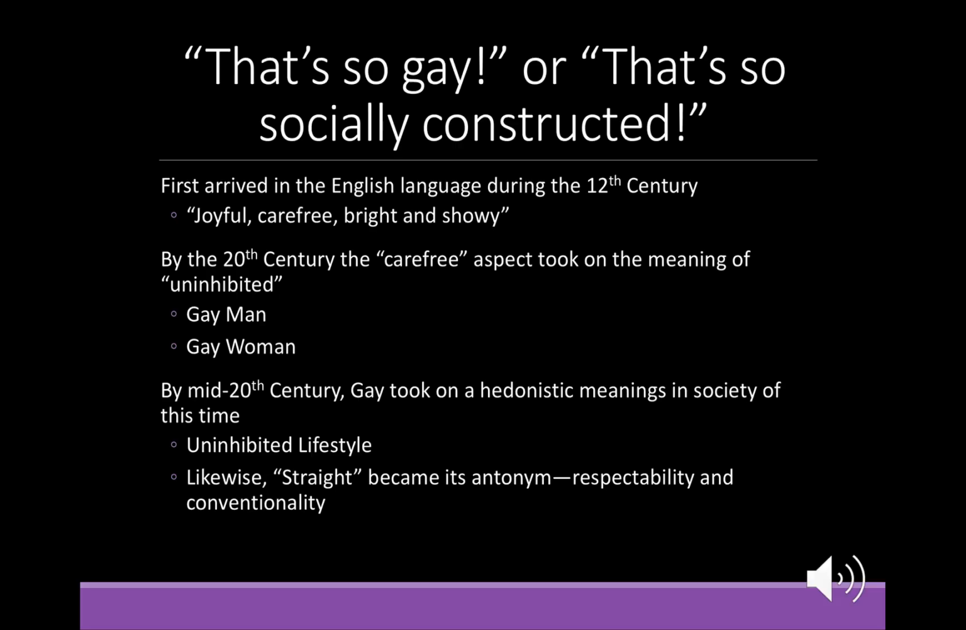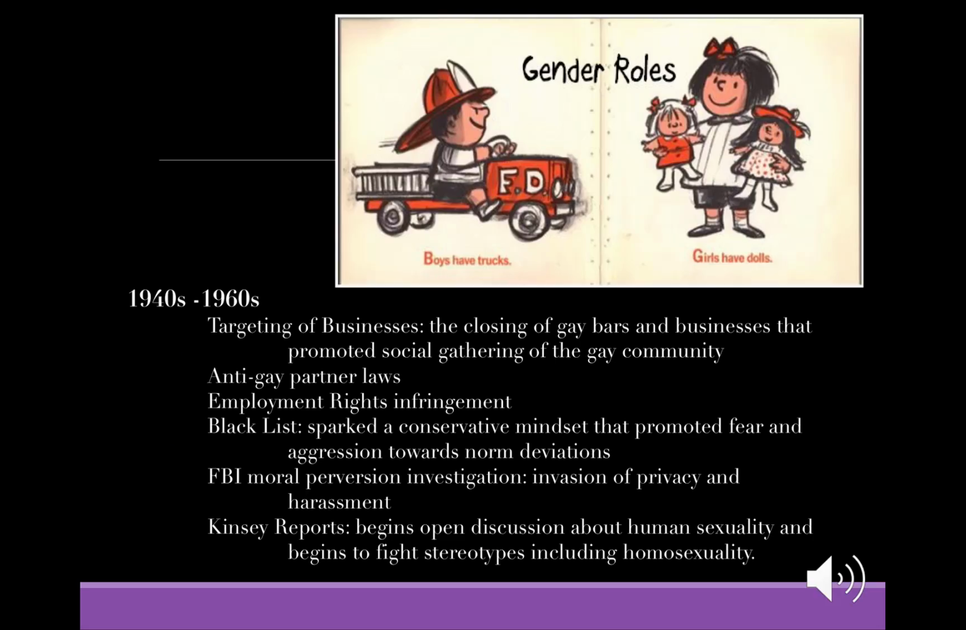So you can see how by the mid-20th century, the term gay took on a more hedonistic meaning in society at this time. It meant an uninhibited lifestyle, not just uninhibited sexually, but the entire lifestyle. Thus, gay took on an association with homosexuality. Likewise, at that same period, the term straight became the antonym of gay, meaning respectability and conventionality. So this meant what is conventional for the time, straight versus gay. And that's how the term gay has been socially constructed over time.